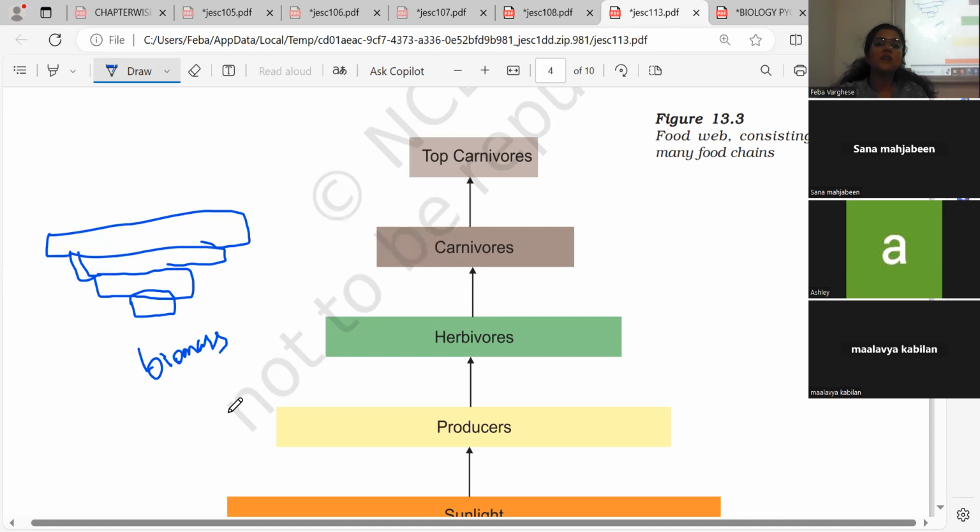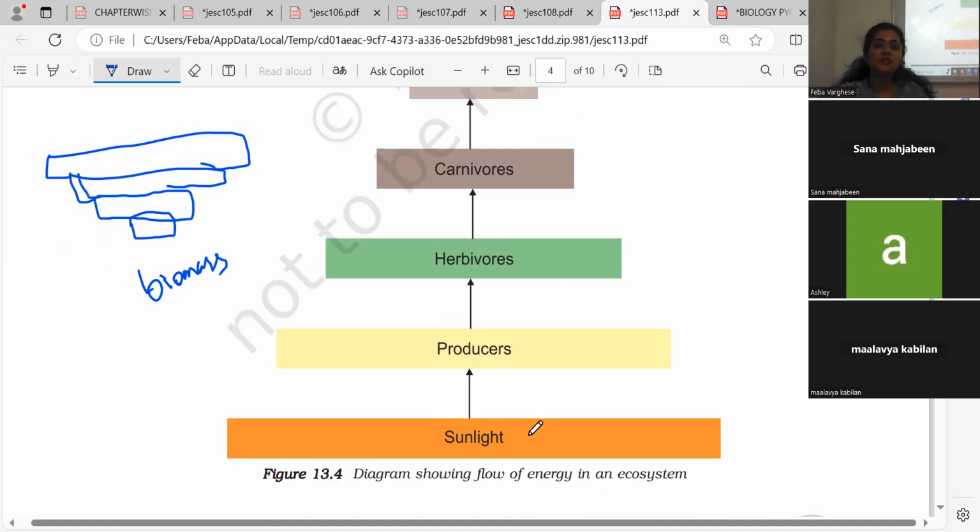Will a pyramid of energy be inverted? No, it will never be inverted. It will always be upright, because energy is not going to retrace its path. It's going to flow from the producer level to the consumer level only. And as the energy is transferred, the amount of energy transferred is going to become lesser, 10% lower.